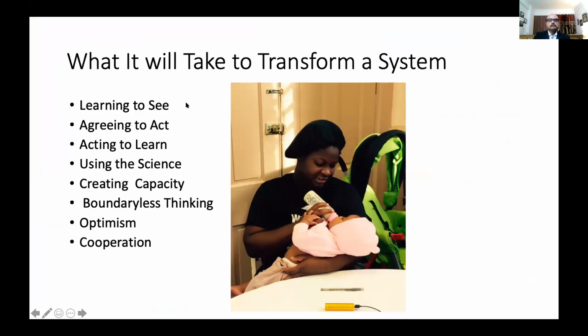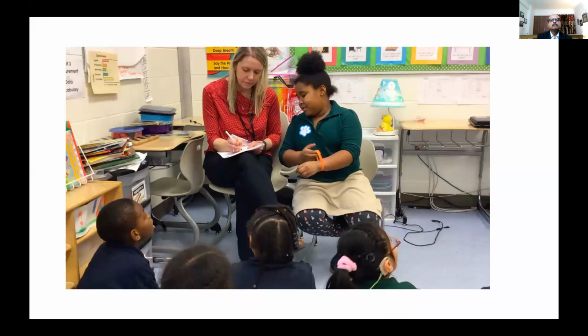So what will it take to transform the system? The first, I think, is learning to see. The second is agreeing to act. The third is acting to learn. The fourth is using improvement science, creating capacity, thinking beyond boundaries, not just thinking about the clinic when the person visits and doing it well, but getting into the community. And then having optimism and building this cooperation across the system that makes it work. I will stop there and take any questions that you might have.